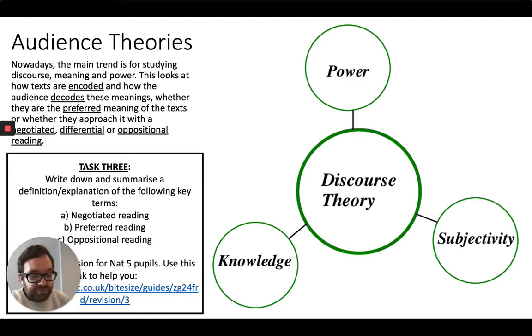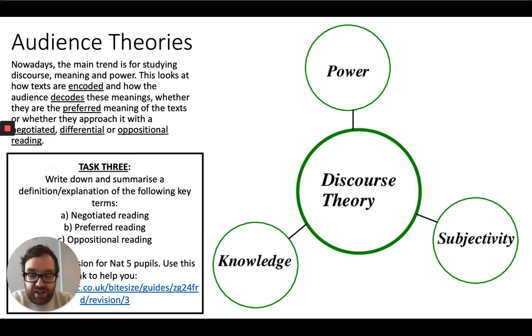A negotiated reading is when the audience accepts some of the things in the text but rejects others. So whatever it is that the person who's made the media text wants them to believe, they've accepted some things and rejected other ones. Preferred is where they respond to the text exactly how the producer wants them to. And the oppositional reading is where they understand what the preferred reading is, but they reject it and say no.